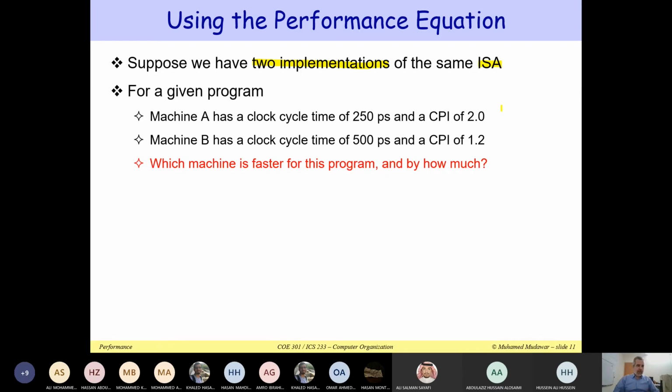For example, the ARM architecture is similar to the MIPS architecture. ARM has its own instruction set architecture, which is different from Intel. But you can actually have different implementations. Two different companies may want to implement the same instruction set architecture, but differently. So you have two different CPUs implementing the same instruction set architecture.